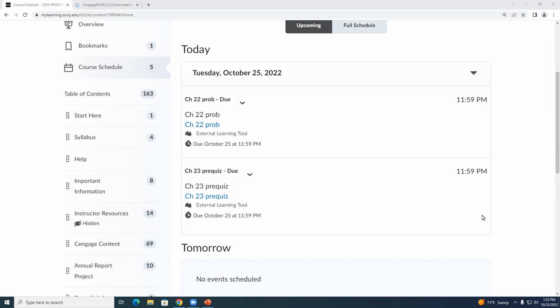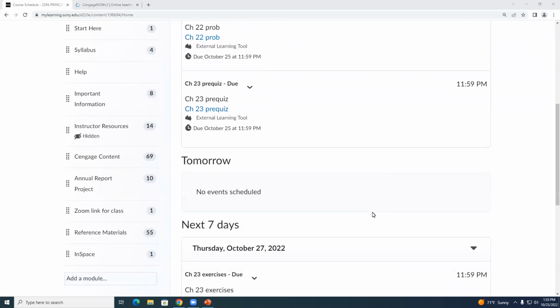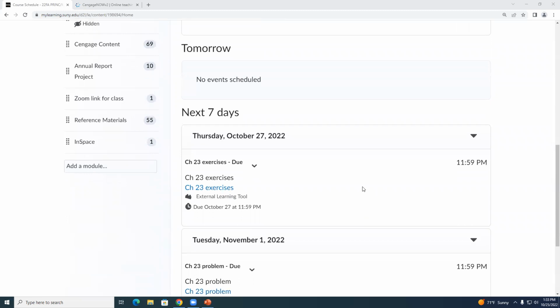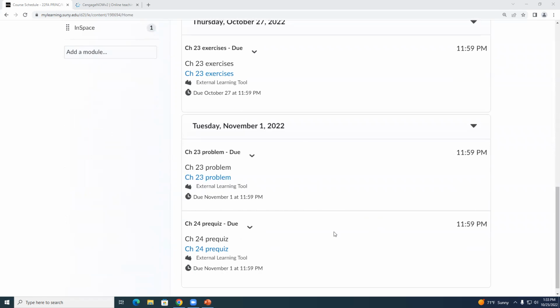As I like to do, we'll start with looking at the calendars to remind you of what's coming up, what's due when. So we finished chapter 22 last week. And so the chapter 22 problem should be submitted for grading by the end of the day today. And we'll be starting chapter 23 today and covering that this week. So the chapter 23 pre-quiz should be submitted by the end of the day today as well. On Thursday, then, the chapter 23 exercises will be due. And next week, we'll be shifting to chapter 24.